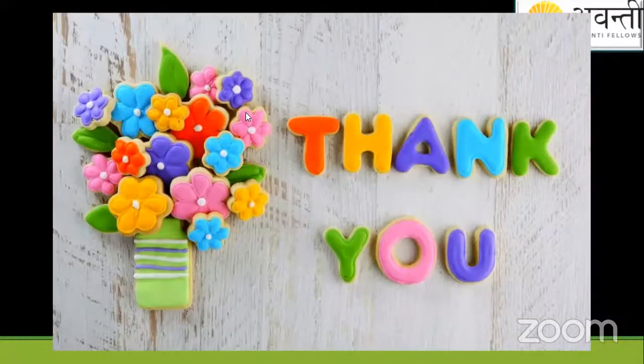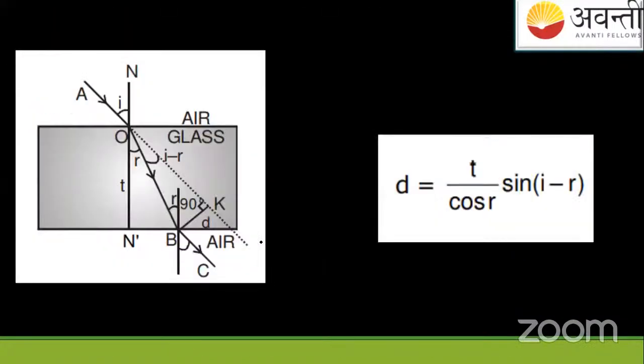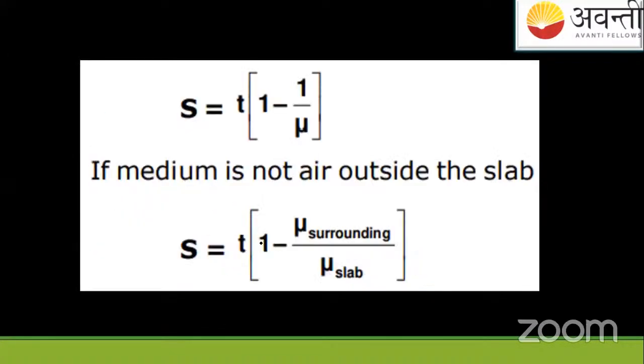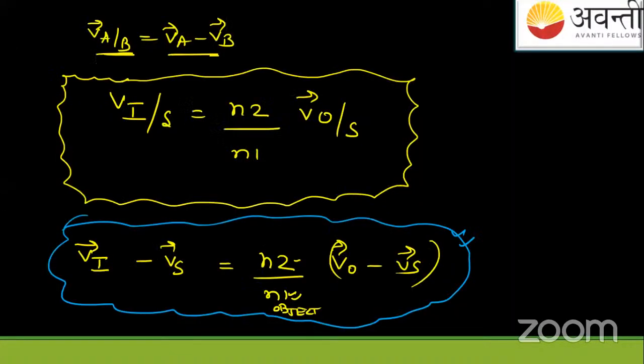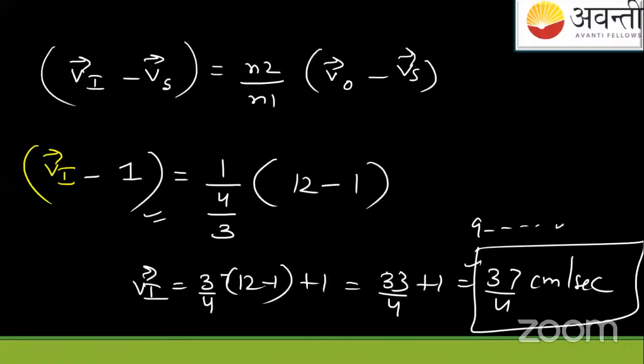Okay, students. So that was all about today's class. If I show you that slide, see this. The fish's speed was 12 and the image speed is 9, which is less. Got it? So this was the conclusion.